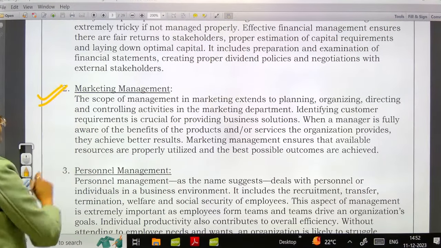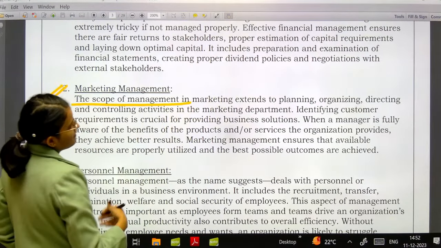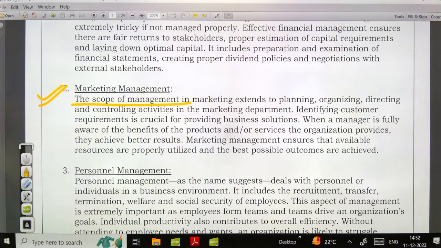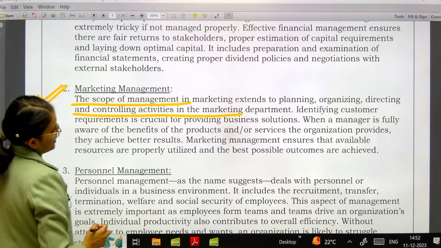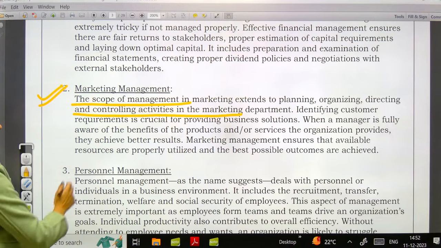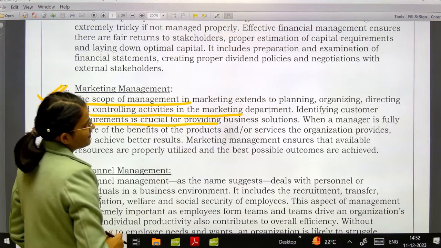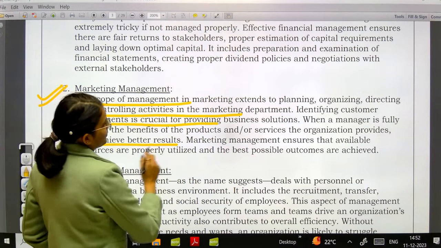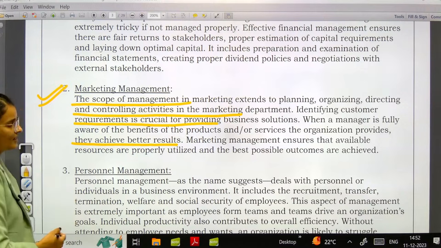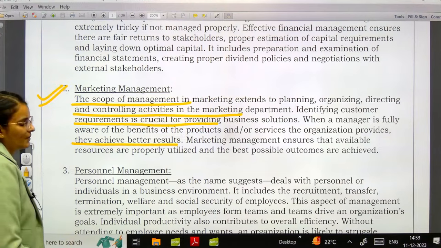Next is marketing management. The scope of management in marketing extends to planning, organizing, directing, and controlling activities in the marketing department. Identifying customer requirements is crucial for providing business solutions. When a manager is fully aware of the benefits of the products or services the organization provides, they achieve better results. Marketing management ensures that available resources are properly utilized and the best possible outcomes are achieved.